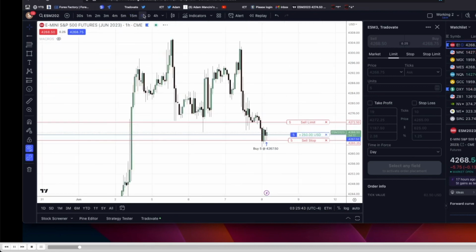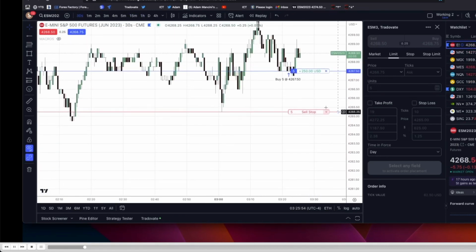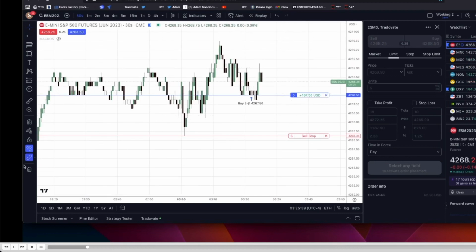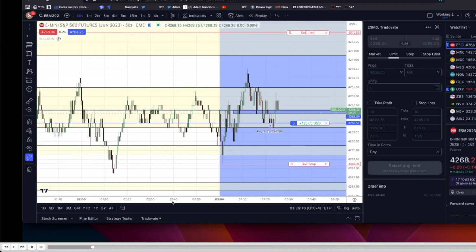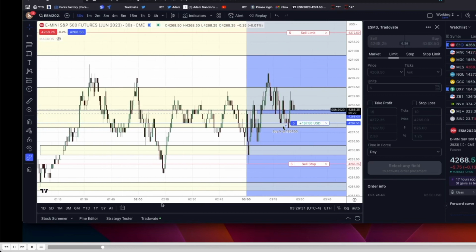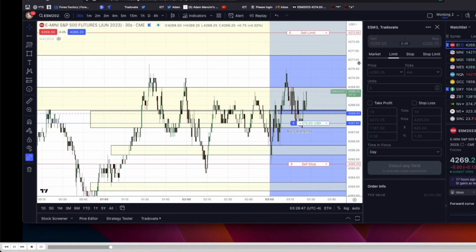So I've set my stop 10 ticks underneath and a 20 tick sell limit above to get the 5 handles. You can see on the 30-second, you can't see the fair value gap, but that's where I got in. And then you can see it went 25 bips below, and that will be important later on in the video.